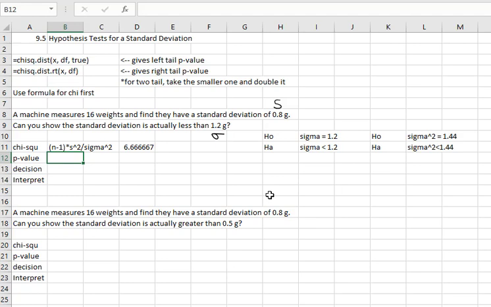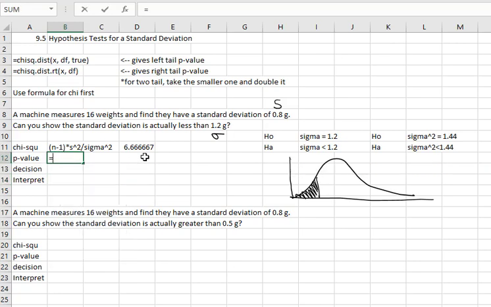Now we can use the chi-squared command to find our p-value. Before we do, we need to make sure we're in the correct tail. So a chi-squared starts at 0, goes up, and levels off. It's skewed to the right. We want to show that it is less than, which means we're over here in the left tail. So we're going to use the left tail command to help us find the p-value.